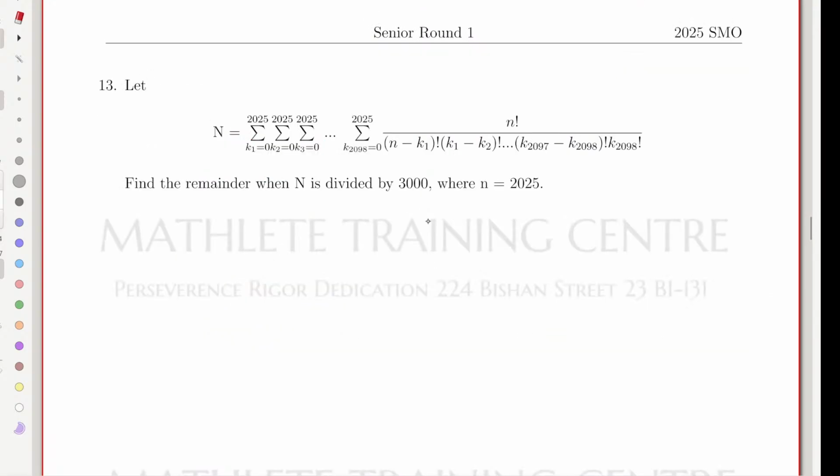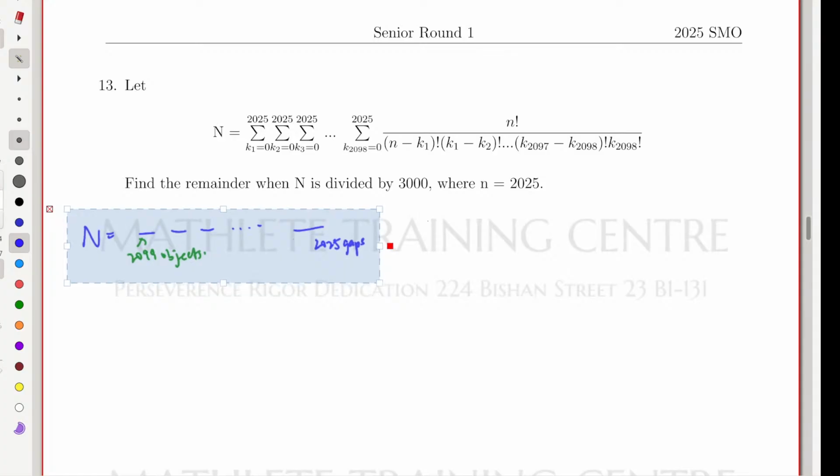So let me create a new one. So just now we figured that n is the number of ways to do this. So how many ways is that? Well, if each position has 2099 possibilities, the number of ways to do so will be equal to 2099 to the power of 2025. Okay, finally we have a numerical value for this big N.